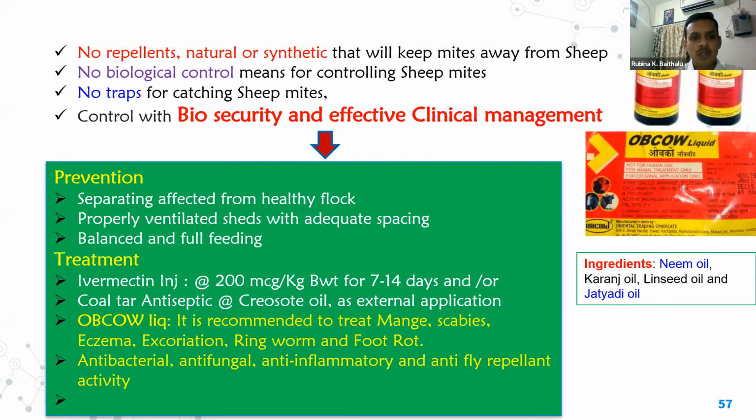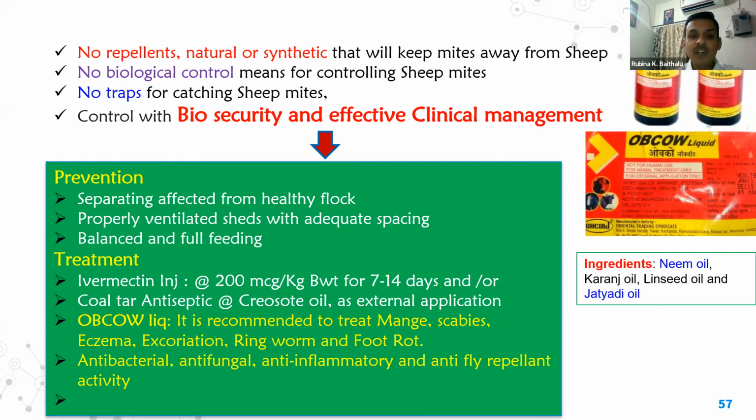Whenever you get any such infection into your knowledge, you have to immediately separate the affected sheep from the healthy flock, and then properly ventilate the site with adequate spacing and always keep it balanced and free. As far as treatment is concerned, you can go for ivermectin injection, that is 0.2 milligram per kg body weight, at a 2 week interval.